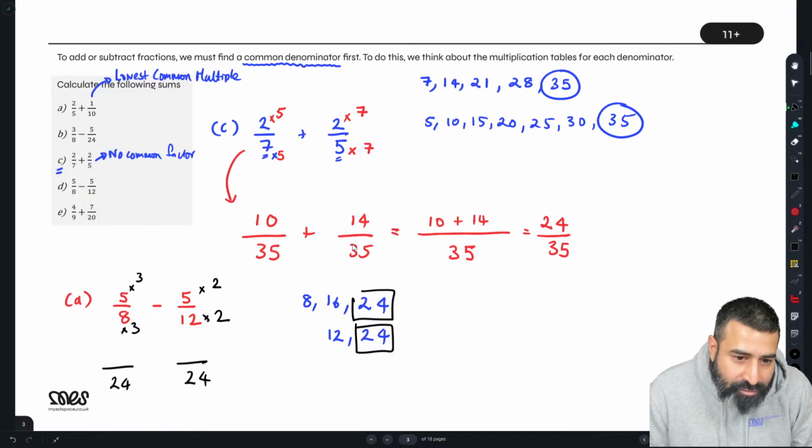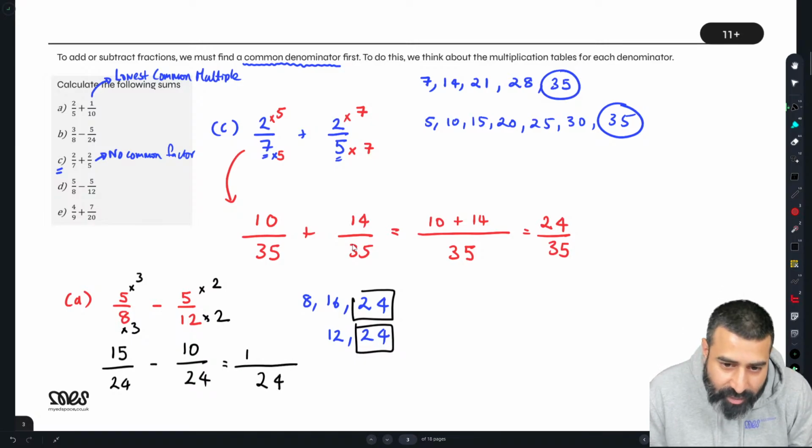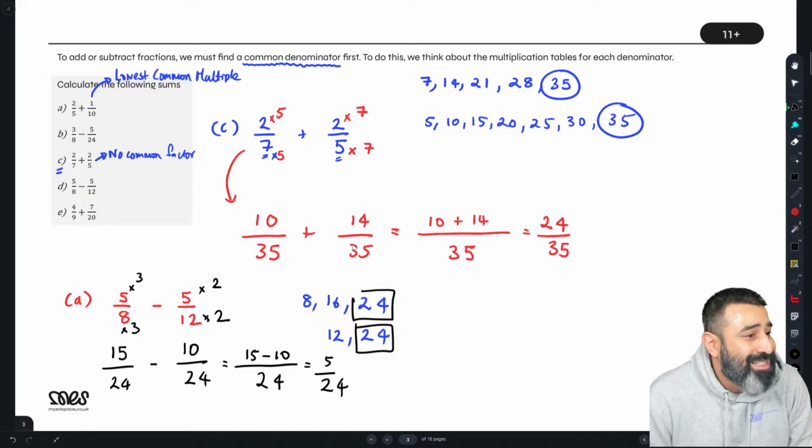So 5 times 3 is 15. 5 times 2 is 10. Now my denominators are the same. My answer is going to be something over 24. So this becomes 15. Take away 10. So I just subtract the numerators. So this becomes 5 over 24. And that is expressed in its simplest terms.